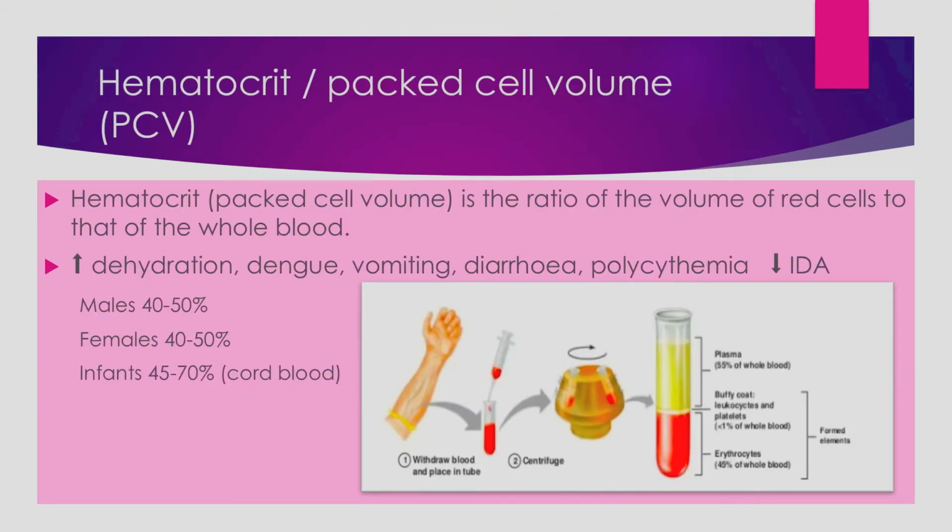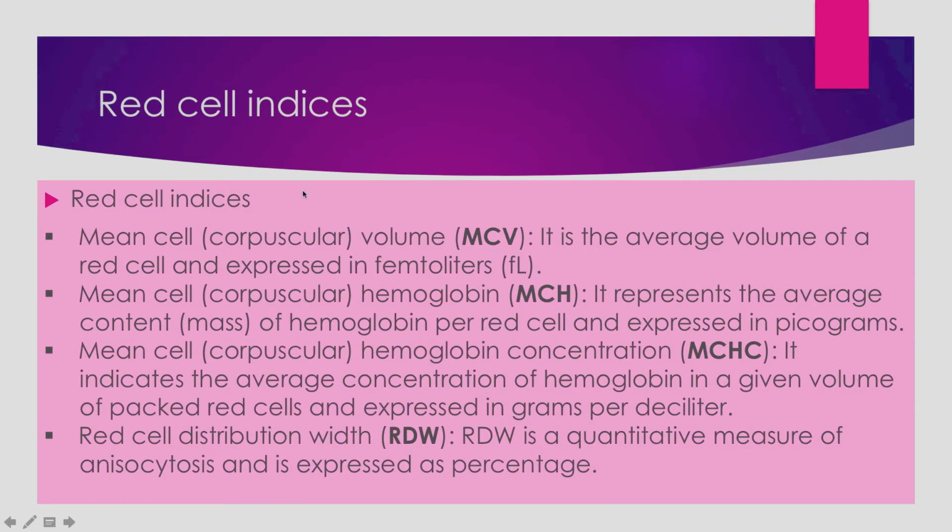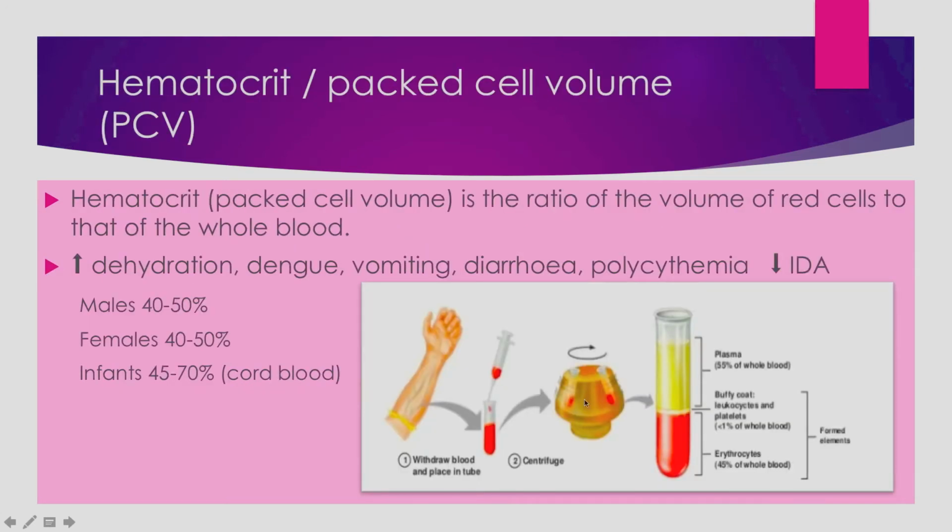So next is hematocrit values, which is also called packed cell volume. Packed cell means RBCs, red cell volume. So red blood cell volume is also called packed cell volume or hematocrit. It is the ratio of the volume of red cells to that of the whole blood. So we take a blood sample, we centrifuge it, and after centrifugation the plasma and the RBCs separate. The RBCs are approximately 50% of the total, where plasma is also approximately 50%, right?